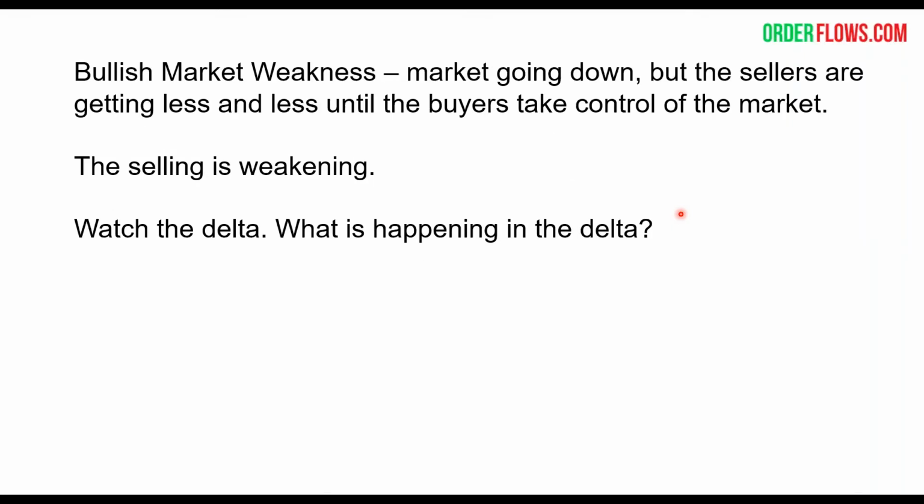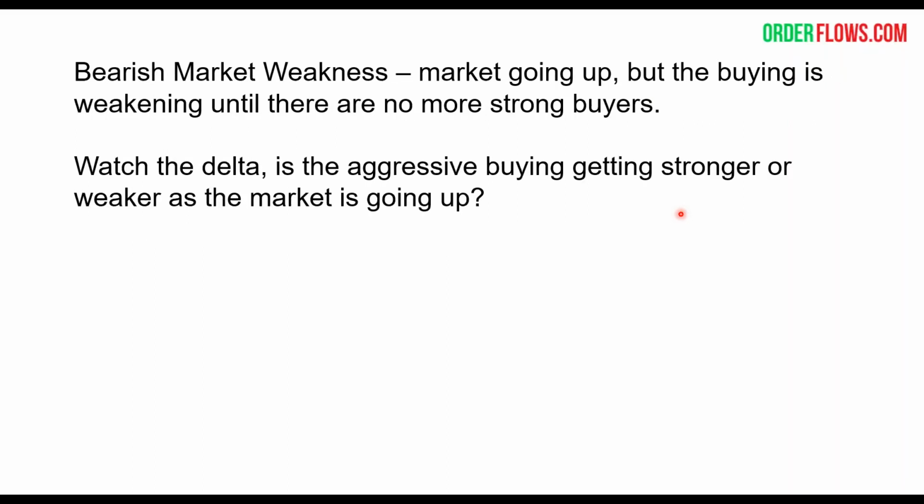The selling is weakening. So how can you see it? Well, bullish market weakness, again, watch the delta, okay? Because the selling is weakening. What is happening in the delta? Is it getting stronger? Is it getting weaker? Is it doing nothing? The market's been going down, but the sellers are getting less and less until finally the buyers take control of the market. And bearish market weakness is the opposite, right?